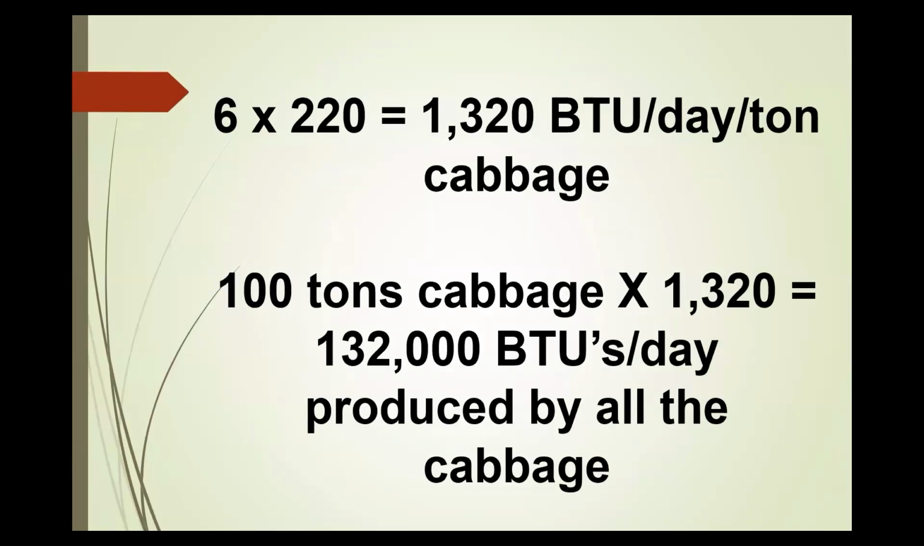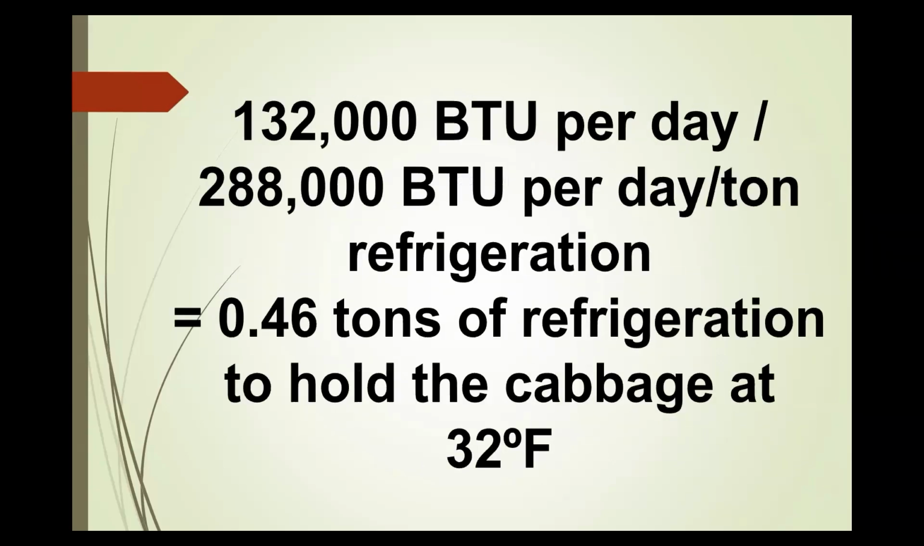6 times 220 equals 1,320 BTUs per day per ton of cabbage. We have 100 tons of cabbage, so 100 tons times 1,320 BTUs per ton equals 132,000 BTUs per day total. 132,000 BTUs per day divided by 288,000 BTUs per day per ton of refrigeration equals 0.46 tons of refrigeration to hold the cabbage at 32 degrees.